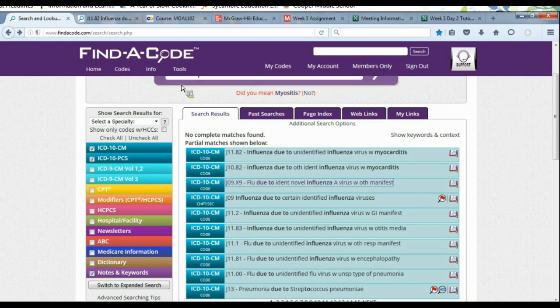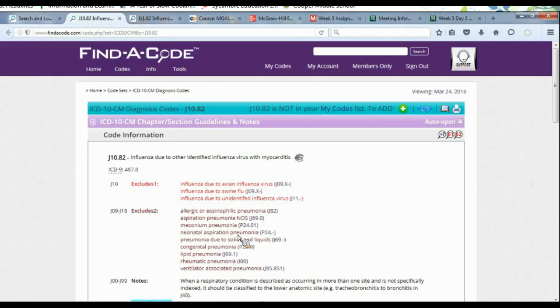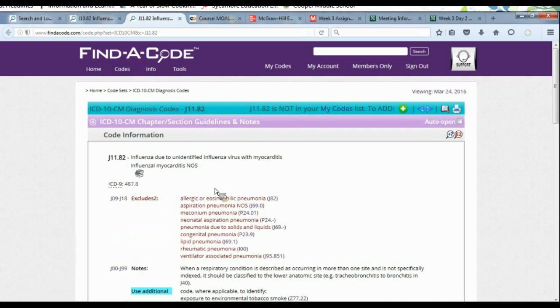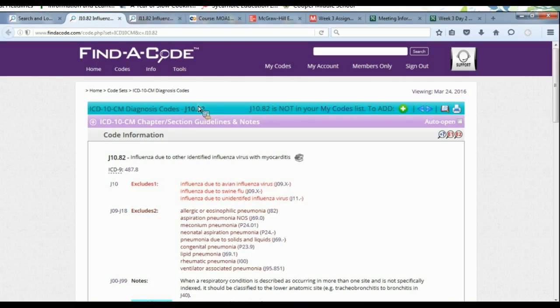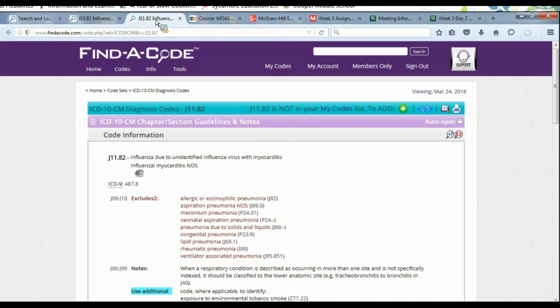So I have J11.82. Let's go look at J10.82. Okay, so I have both of these up, J10 and J11. So what's the difference between the two? J11 says influenza myocarditis, not otherwise specified. Influenza due to unidentified influenza virus with myocarditis. Okay, and then we have J10.82, influenza due to other identified influenza virus with myocarditis. So the difference between the two is influenza due to unidentified influenza virus with myocarditis.